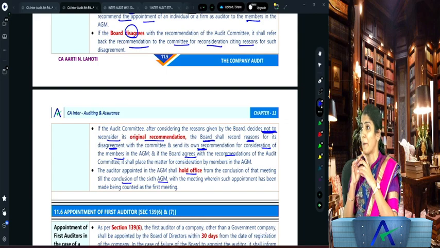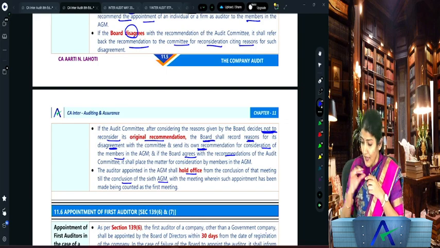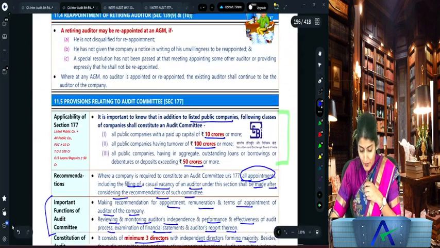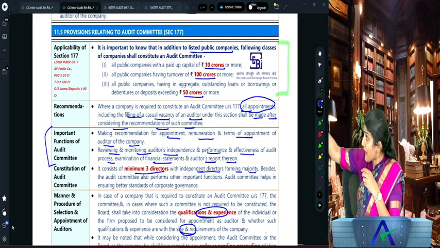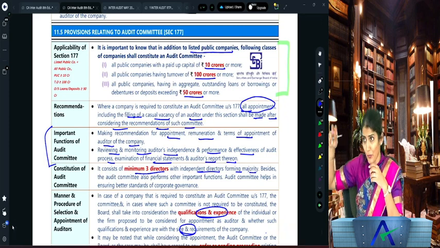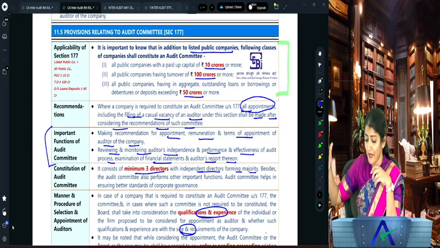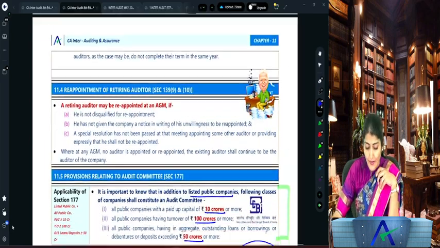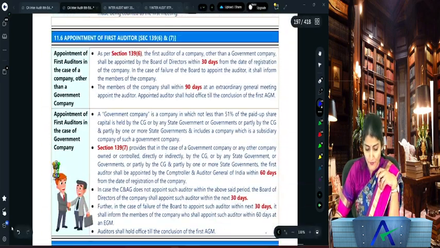So rotation of company auditor we've already studied. Are you able to follow that whatever I discussed with you, we are now seeing over here? The same provisions we are seeing over here. Then you have the appointment of the first auditor.